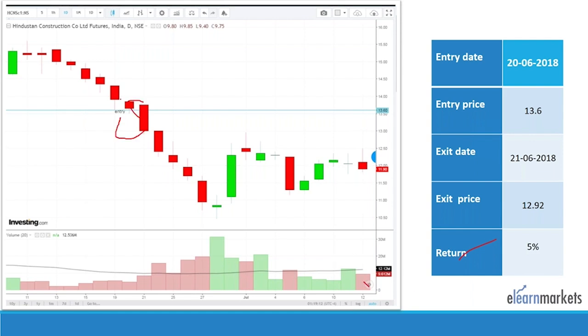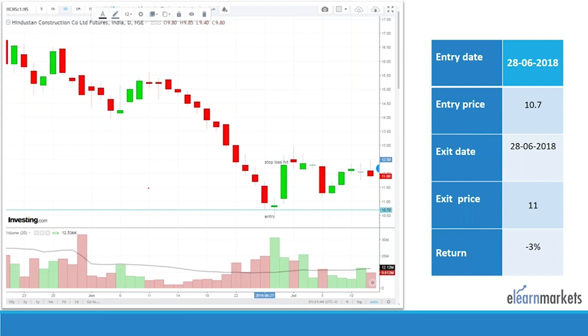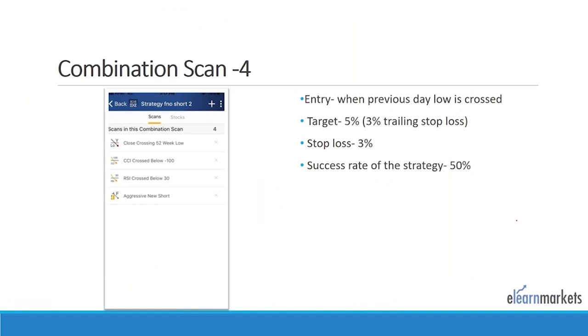So we entered here because it crossed the previous day low, and we were able to get a 5% move in the stock. Similarly, in NHPC, we were able to get a 5% move in the stock. In Hindustan Construction, we actually lost money in this because although we entered here, the stock actually reversed and we had to shed 3% as a stop loss in this particular trade.